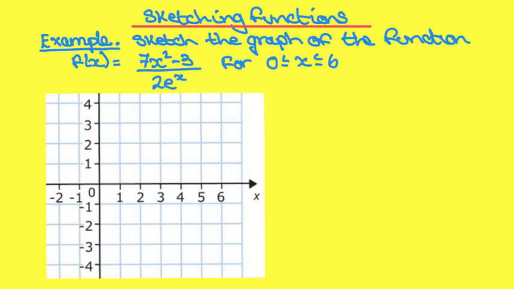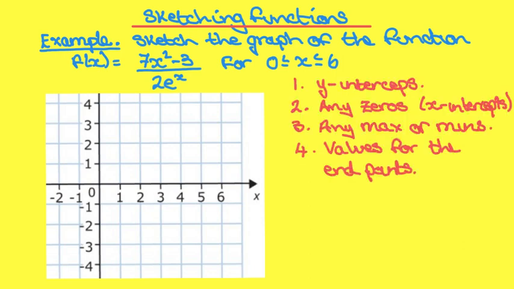When going through, we also need to note the important points of the graph, which are: 1. The y-intercepts, 2. Any zeros, remember they are the x-intercepts, 3. Any maximums or minimums, and 4. The values for the endpoints. In this case, what are the endpoints for x equals 0 and x equals 6?